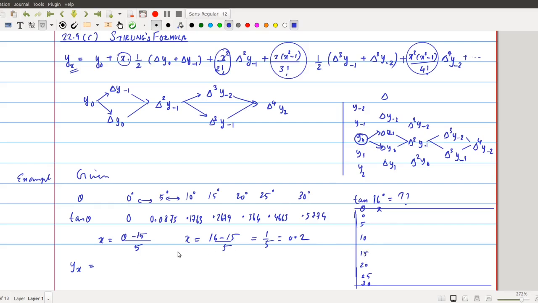We need to find tan 16, which is somewhere here. So we set x naught, that is theta naught, equal to 15. The x values, as in the previous problems, we denoted this number as p. The corresponding x value using this formula is 0 here. This is -1, -2, -3, and 1, 2, 3.